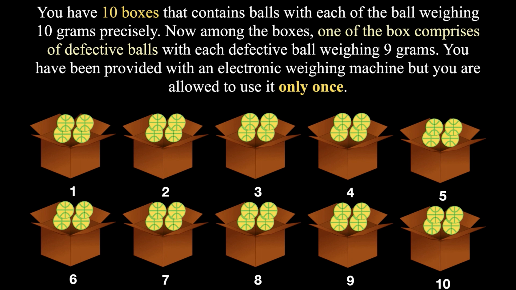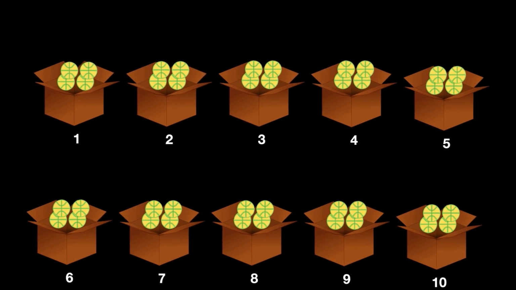For convenience's sake, let's name the boxes from 1 to 10. In order to solve this problem, you have to leverage the fact that you know exactly what each good ball is supposed to weigh and what each defective ball is supposed to weigh. Many of us will instinctively take one ball out of each box and try to find a way to make it work, but the trick is to take a different number of balls from each box.